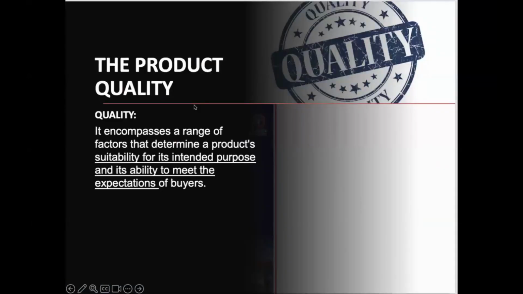Quality encompasses a range of factors that determine a product's suitability for its intended purpose and its ability to meet the expectation of the buyer. Now, look at two things here. A product is said to be of right quality when, number 1, it is suitable for its intended purpose. Number 2, it meets the expectation of the buyer. So the buyer has an expectation.